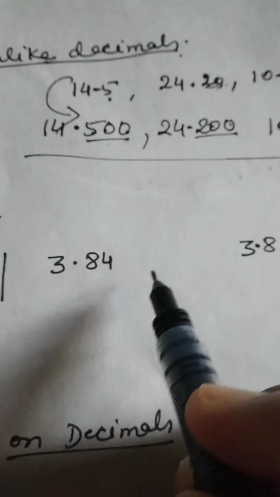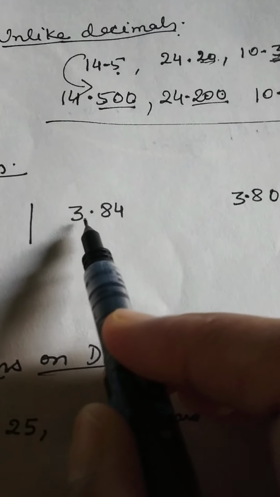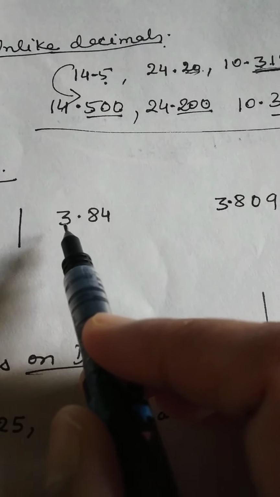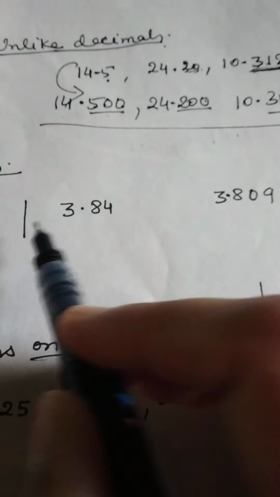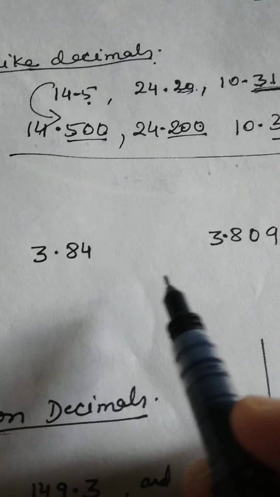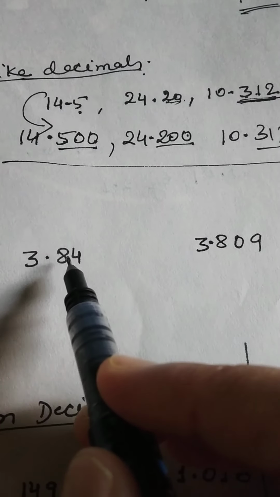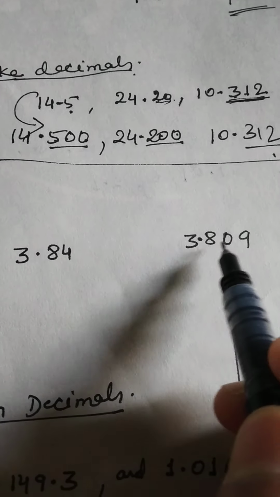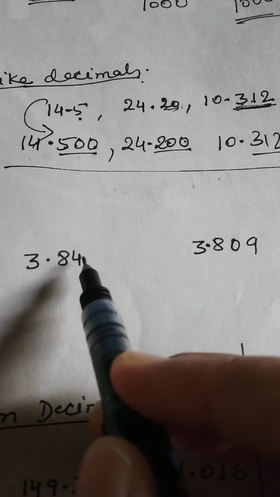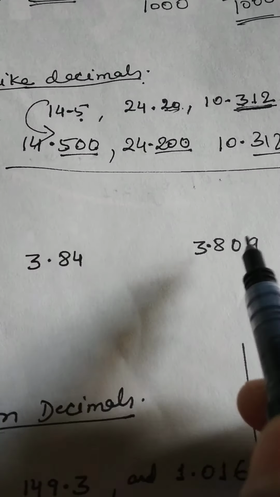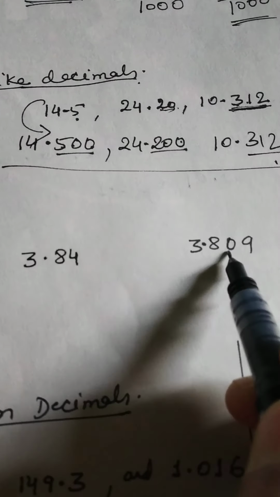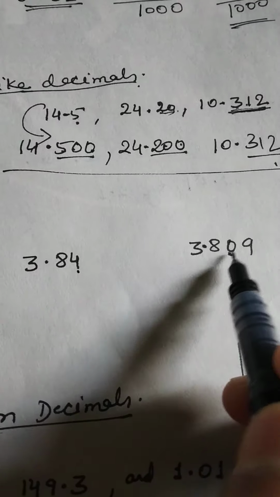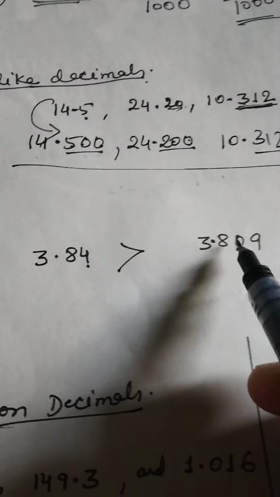Okay? Let's see one more example. First of all, compare the whole number part. This is 3. This is also 3. So the whole number parts are the same. So let's see the next number. This is 8. This is also 8. See the next number. This is 4 and this is 0. So here is 4 and here is 0. So 4 is greater than 0. So this is greater than this.